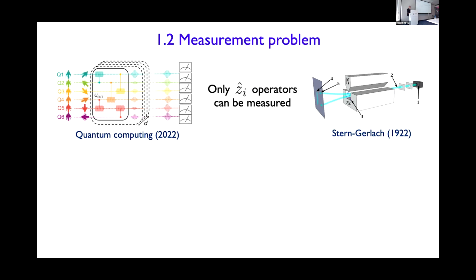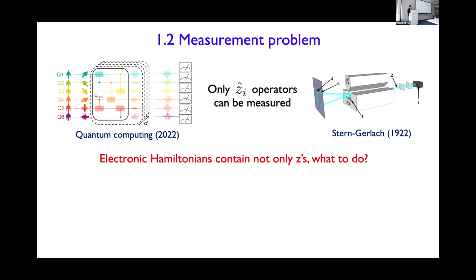All right, measurement problem. That's another issue with quantum computing in the near term. A simple way to think about it: more than 100 years ago, Stern and Gerlach did this experiment with silver atoms, and they measured Z projections of the spin, so there's a quantization there. It turns out that quantum computing these days didn't go much further than that experiment. We still can measure only the Z projections of the individual qubits, right?